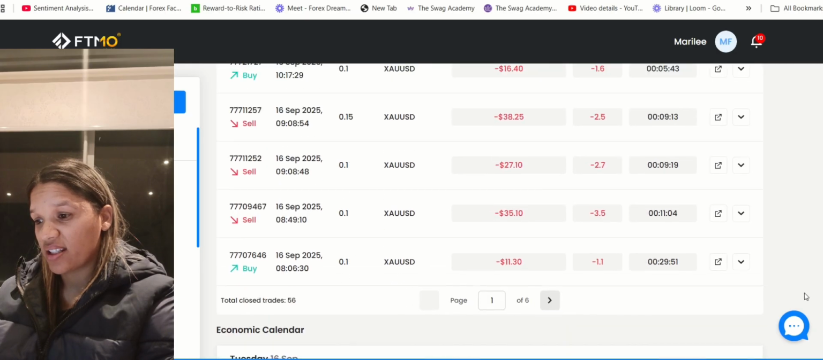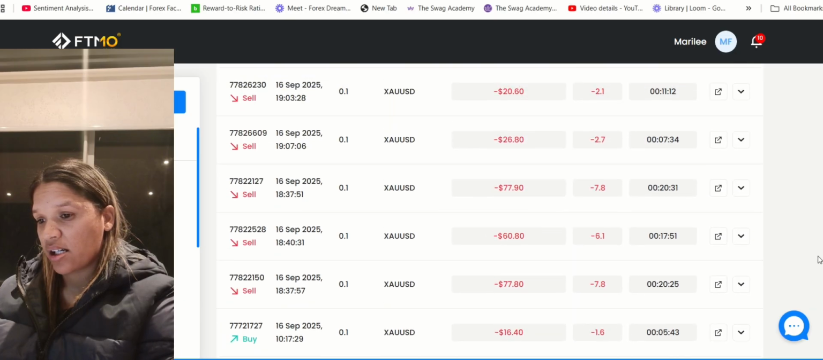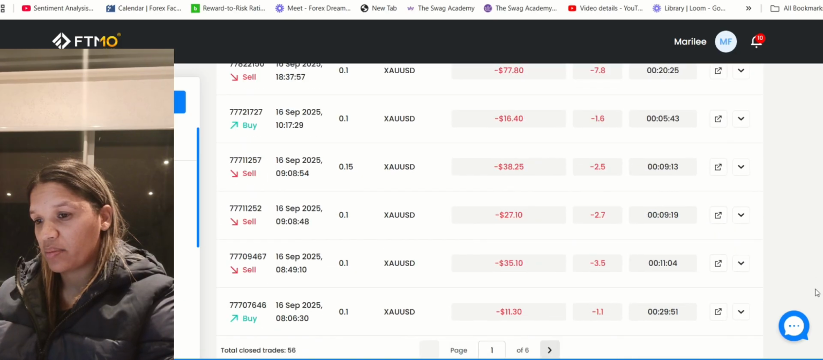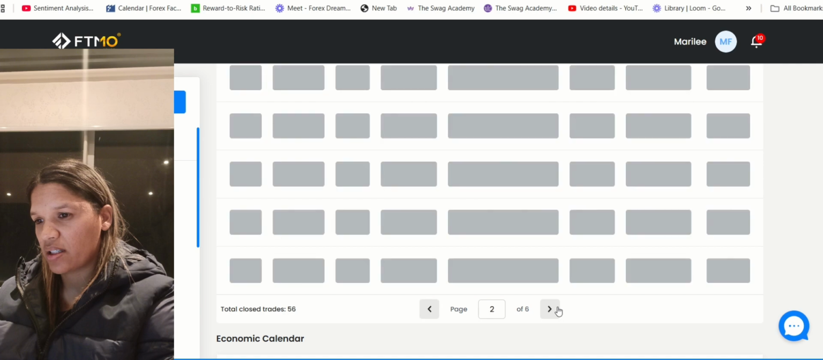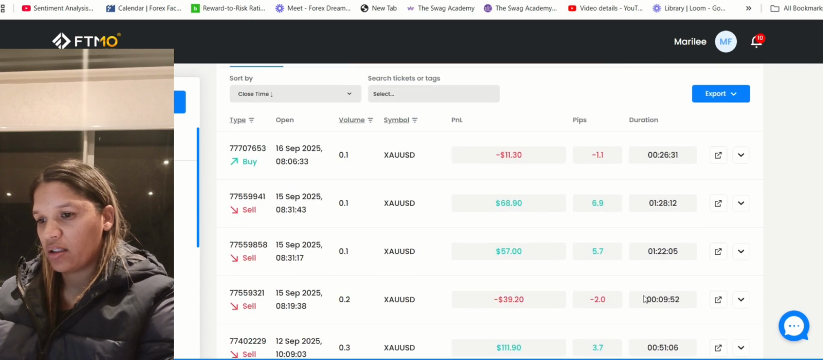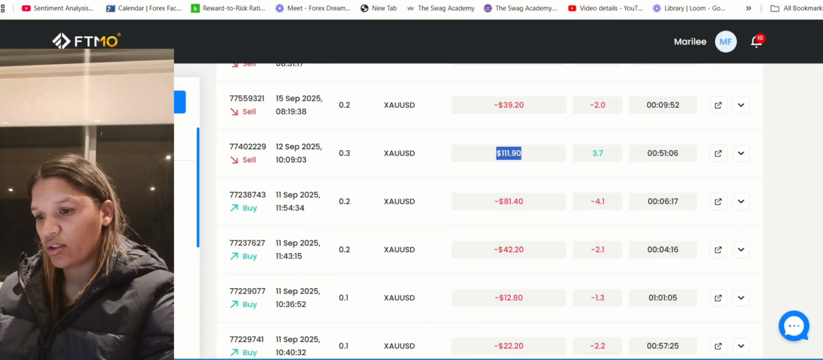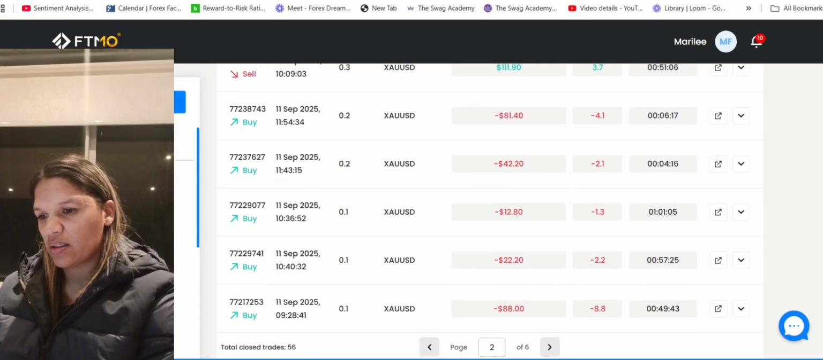Okay, this is now today's results, as you can see. I just took some, this was yesterday. Yesterday I had a nice win there, as you can see, on gold. Friday I also had a good day. But yeah, previous days extremely hard to trade.